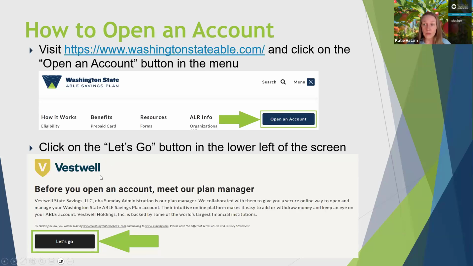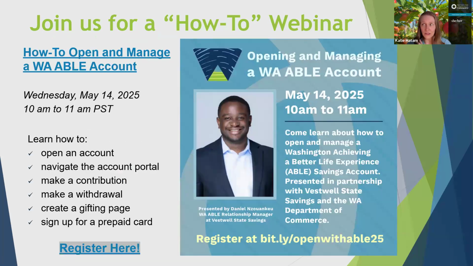Again, Bestwell is our plan manager. So they're the folks on the other end of the line when you call the customer service number. They support the platform. So if you see Bestwell there, it's still Washington ABLE Savings. You click on that Let's Go button and it'll start the process. We're not going to go into that detail right now. But again, as I've mentioned, there's a how-to webinar that we're going to be hosting next week.